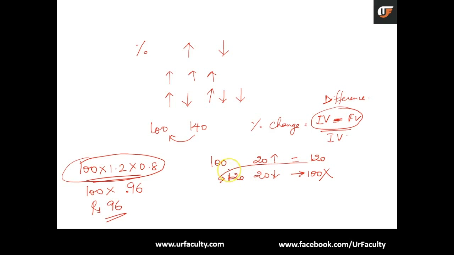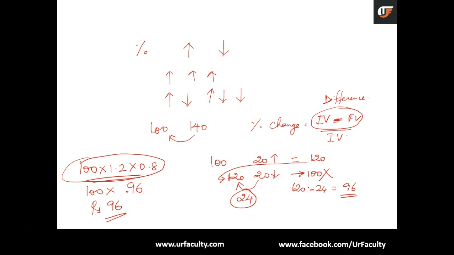If you go by the step procedure, 100 increased by 20 became 120. 120 decreased by 20%, how much should you reduce it by? 24, 2 into 12. That's how you do it, right? 24 rupees you have to reduce it by, which would mean 120 minus 24 is equal to 96. I hope you are able to appreciate the concept here.